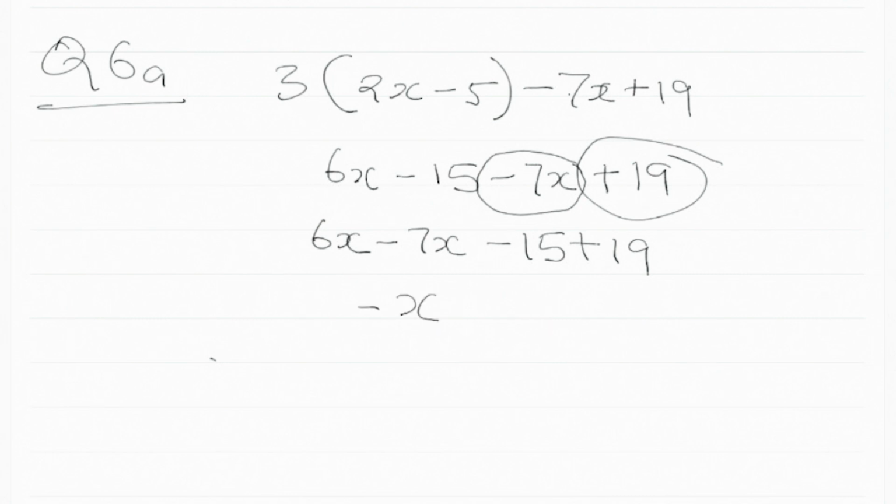Negative x it is, because you are subtracting a bigger number from a small one. So the result will maintain the sign of the numerically larger, then you subtract the 2. That is your negative x. Then we have negative 15 plus 19, which gives us positive 4. So that is the simplified form of that given question, question 6A.